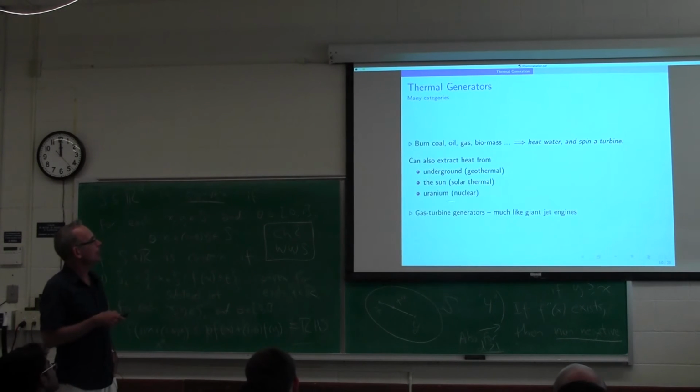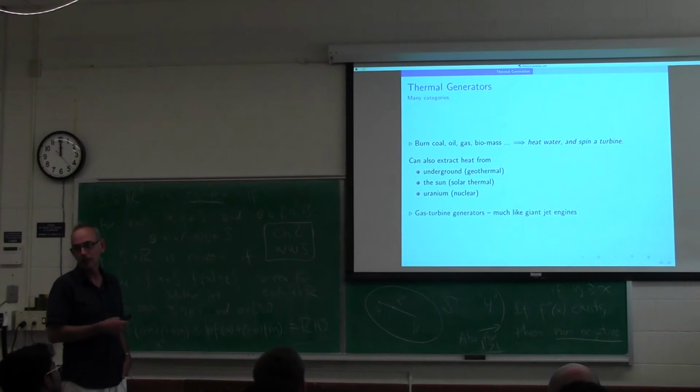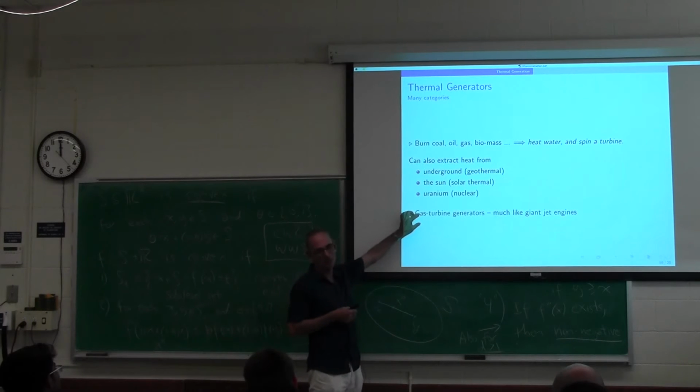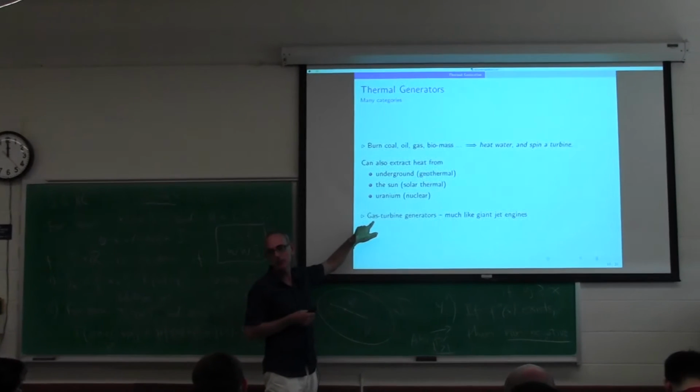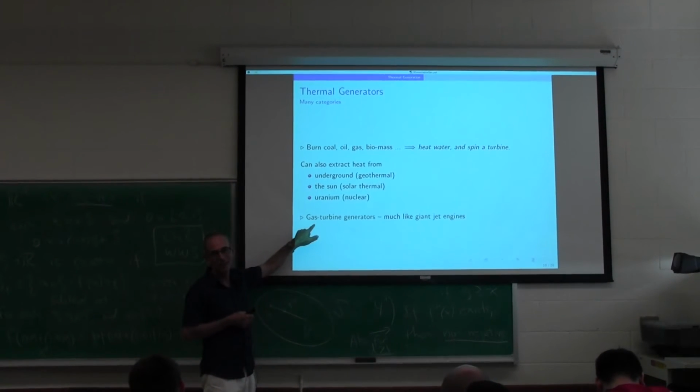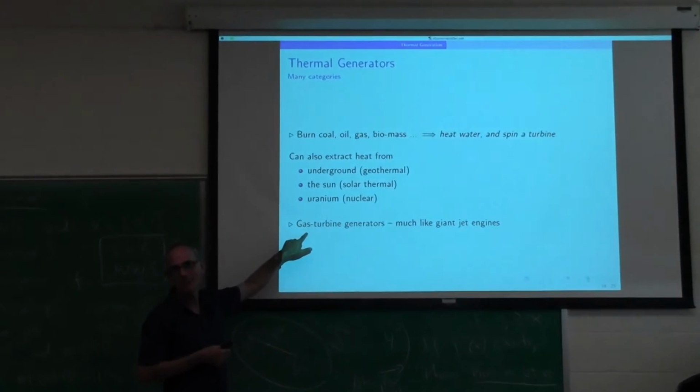All right, so that's one example. You burn something, you create heat, so you can spin a turbine. There's something completely different, which is a gas turbine generator, and that's basically a jet engine. Jet engines aren't heating up water to spin a turbine. I don't know anything about how jet engines work, but gas turbine generators are exactly the same science, and I'm sure many of you know quite a bit about this, and I'd love to hear a lecture if one of you is prepared to give it.